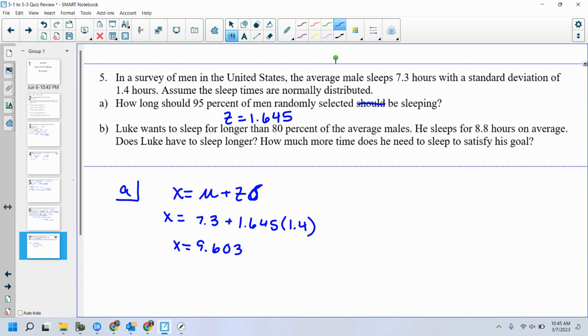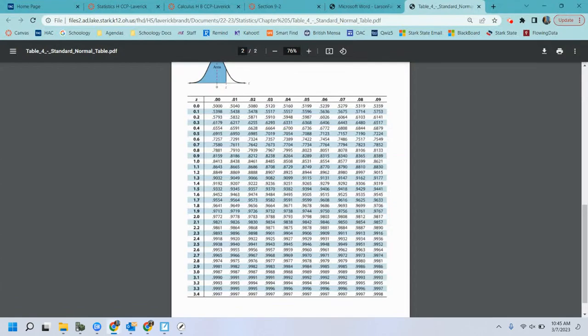Luke wants to sleep for longer than 80% of the average male. He's like, I'm going to get some good rest. He sleeps for 8.8 hours on average. Does Luke have to sleep longer? How much more time does he need to sleep to satisfy his goal? All right, so 8.8 hours. Actually, we should just do it with 80%. If he wants to be more than 80%, let's find that 80% in the table.